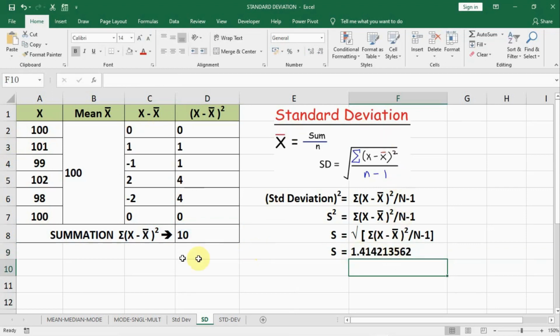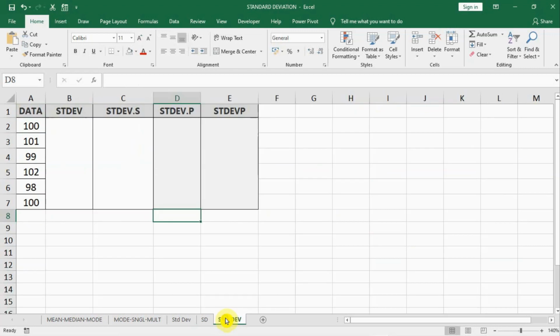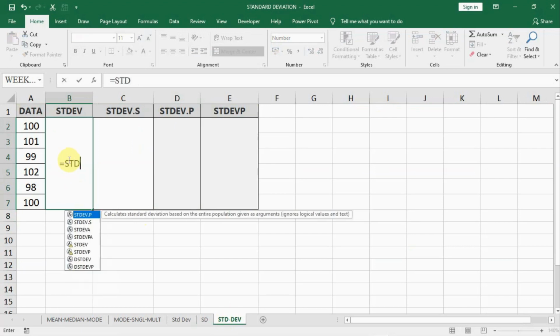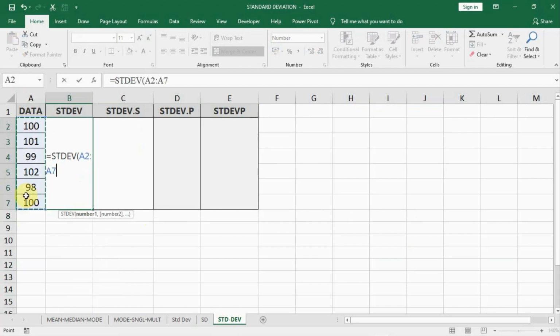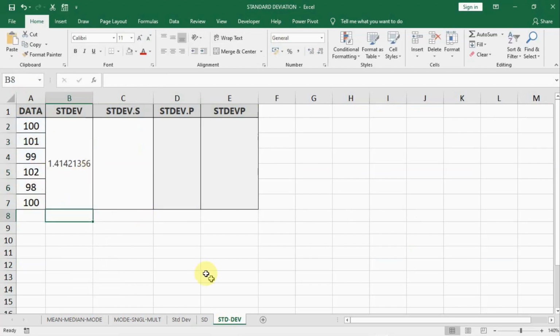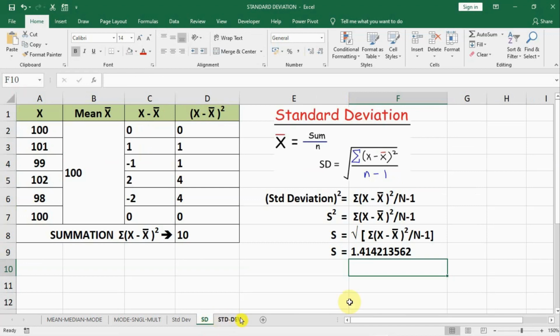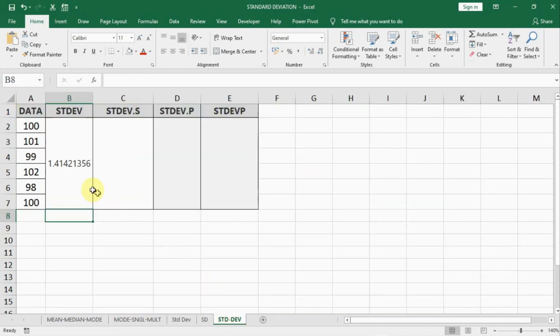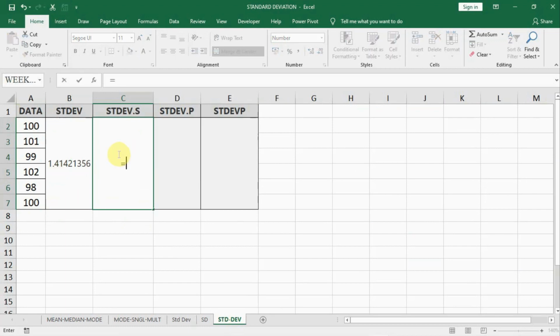We are doing this just to understand what standard deviation is. This is the long method. The short method is to just use the formula. The formula is given in the next sheet here. We will write this equal to STDEV, bracket open, and we select our data and press enter. And we'll get the standard deviation. You see, this is the same as the old answer, 1.4142.